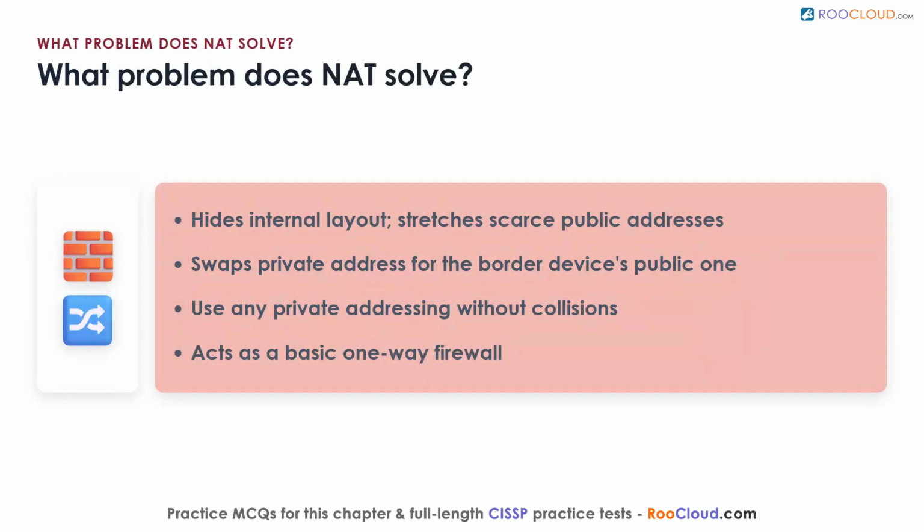What problem does network address translation solve? It hides your internal layout and stretches scarce public addresses. Network address translation, or NAT, swaps the private address of an internal client for the public address on your border device as traffic leaves. Outsiders never learn how your internal network is arranged. It also lets you run any private addressing you like without colliding with real internet hosts.